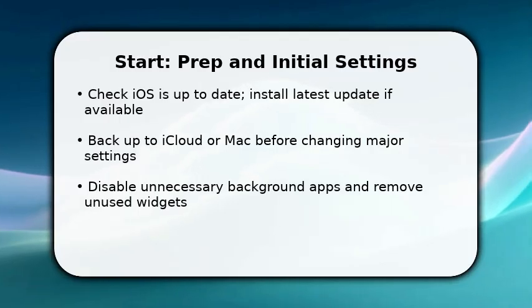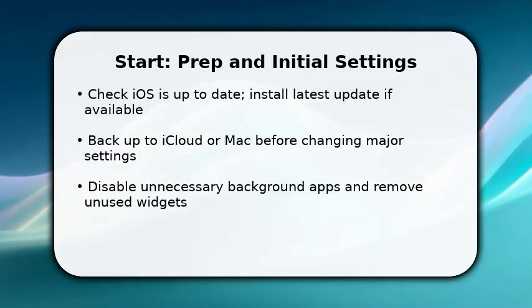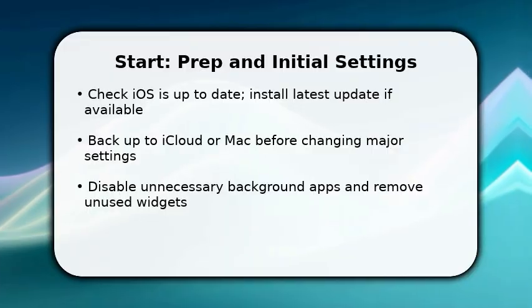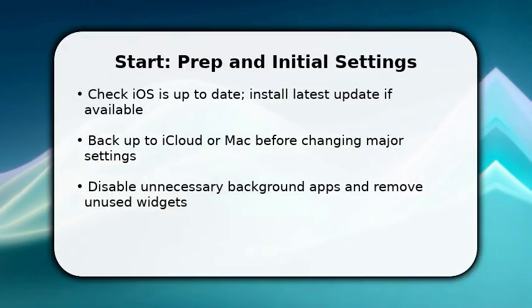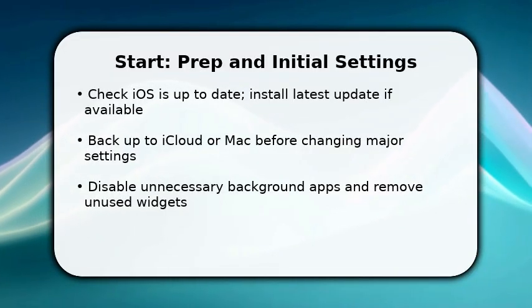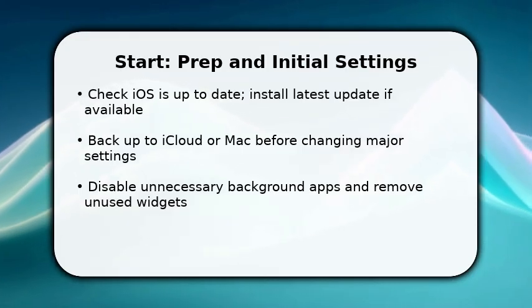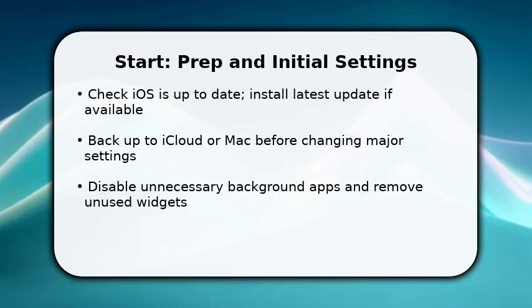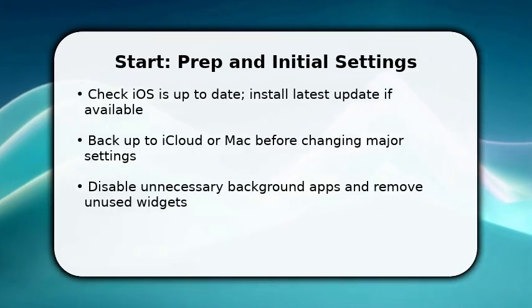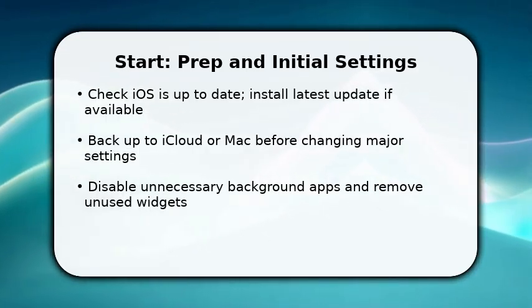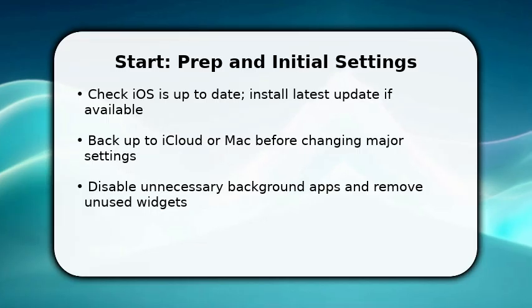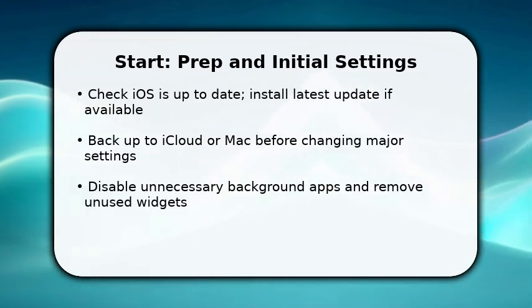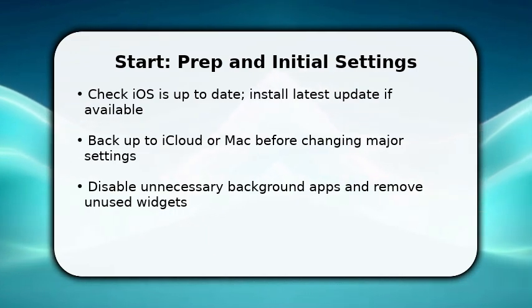You'll begin by ensuring your iPhone 16 Pro is current and backed up. Go to Settings, tap General, then Software Update. Install any available updates. Once done, back up to iCloud or your Mac to protect data. Next, swipe and remove widgets you don't use, then open Settings, General, Background App Refresh and turn off for apps that don't need it. These initial steps remove wasteful background activity and prepare the device for finer adjustments.